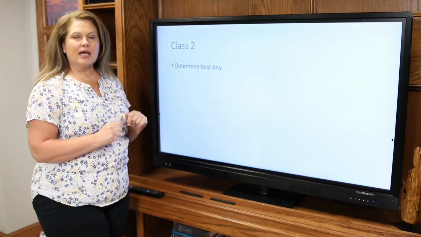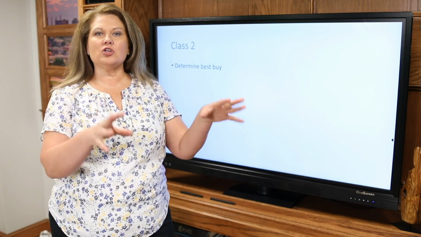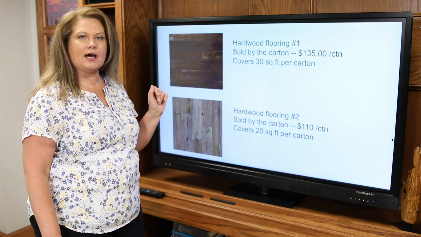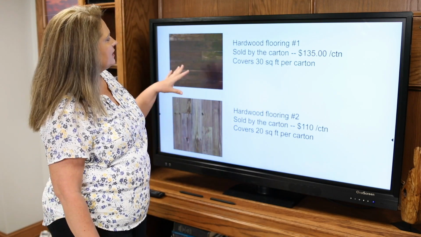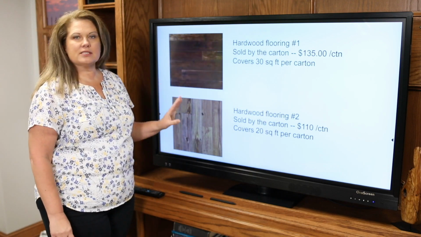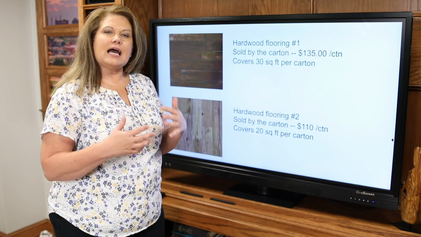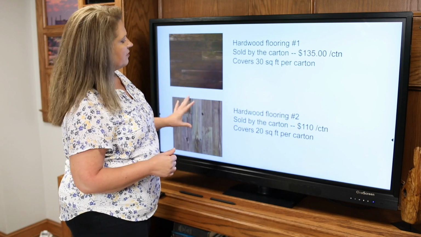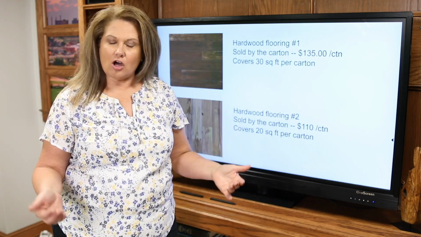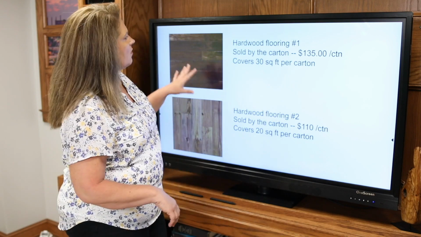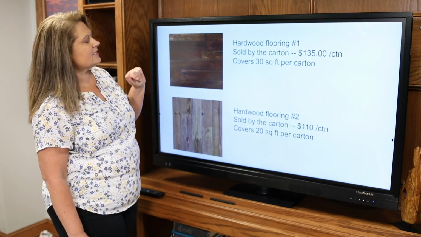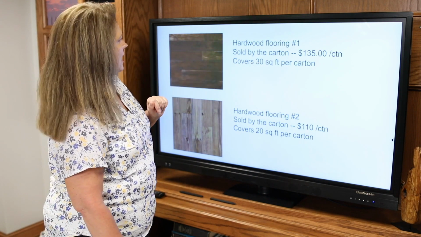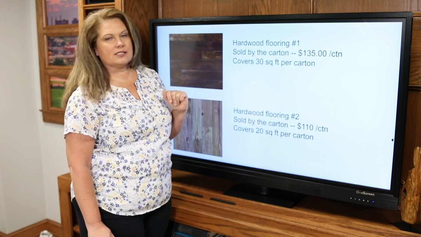Determine best buy. And what I've done is I've gotten 2 examples for you of 2 products. We're going to continue our house remodeling, and I've selected 2 types of flooring. Now, sometimes you're going to want to know exactly which one should I choose based on the price. If you like both of them and you cannot decide, cost is going to decide for you. So hardwood flooring number 1 is sold by the carton, and a carton is going to be $135. And that one carton is only going to cover 30 square feet.